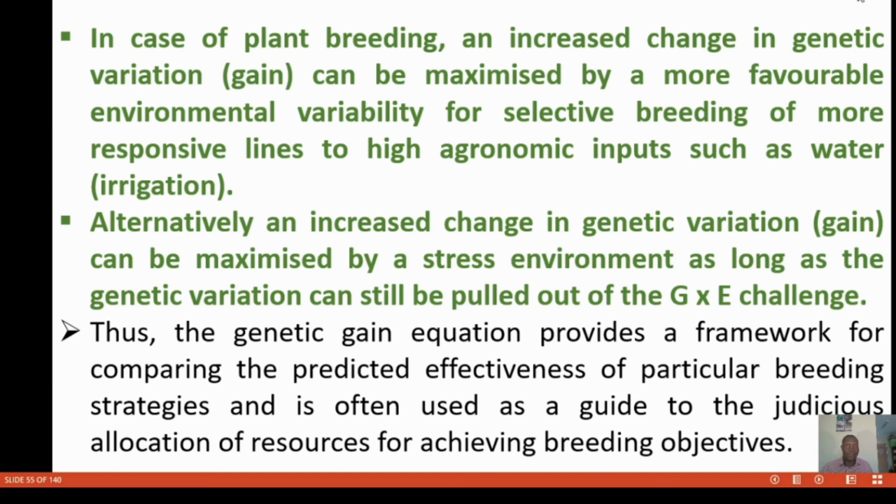Alternatively, a breeder can increase change in genetic variation, again, by also growing the materials and selecting the materials under stress environment, as long as the genetic variation can still be pulled out of the G by E challenge.